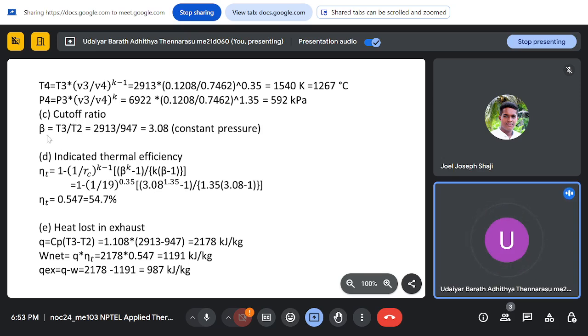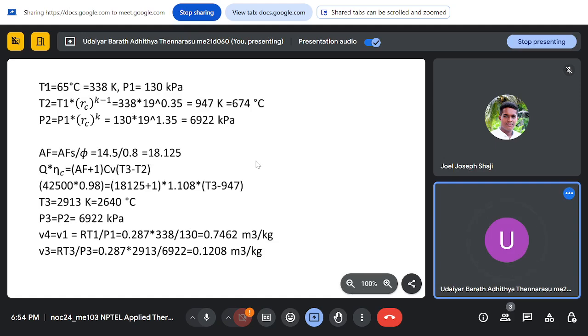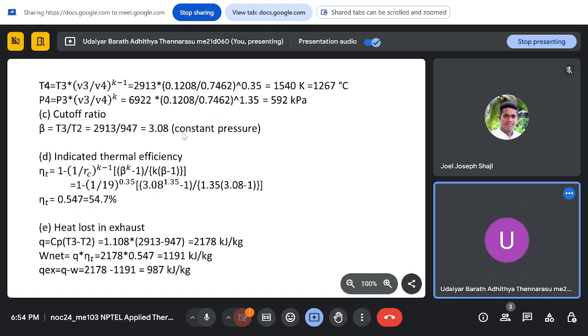So next is to find out the cutoff ratio. The cutoff ratio, if you see, is the volume ratio between the process 2 to 3. So 2 to 3, if you see, is a constant pressure process. So from the ideal gas you can say V by T is constant. So your V3 by V2 is nothing but T3 by T2. So beta is actually V3 by V2.